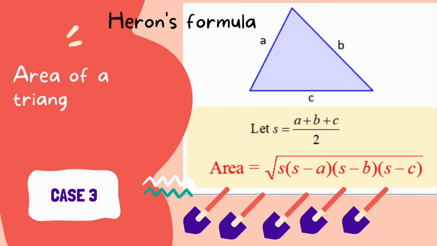The third one is when three sides of the triangle are given and no other information is given about the triangle. You use a formula in mathematics called Heron's formula, named after the inventor Heron. The formula is the area equals root s bracket s minus a, s minus b, and s minus c, where s is equal to the sum of the sides a plus b plus c divided by 2.